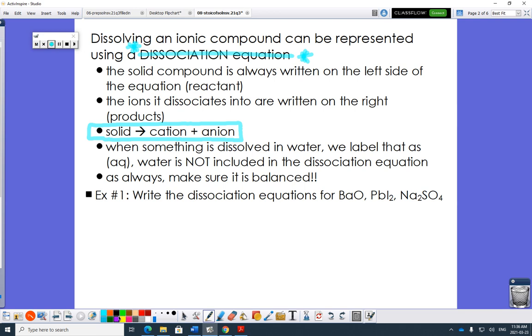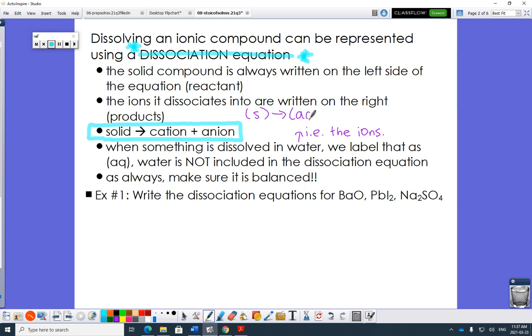So when something is dissolved in water, we're going to use AQ as its state. We do not include water in the dissociation equation. We're just going to put the state for the ions as AQ. Okay, so the ions are going to be AQ. And if you remember the weird sort of coefficient thing we had to do with net ionic equations to balance them, we're going to do the same thing here. So this general form, solid makes cation and anion, is fine.